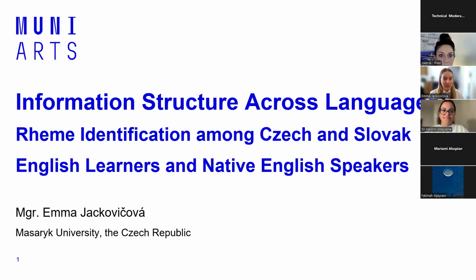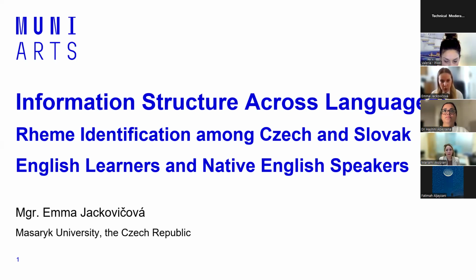Today I will present my article called Information Structure Across Languages: Rheme Identification among Czech and Slovak English learners and native English speakers. This cross-linguistic study explores how Czech and Slovak English learners, as well as native English speakers, identify rhemetic elements. Rhemetic elements, or rhemes, are parts of sentences that carry the most communicative weight. They are most informative, most important in the sentence, and we will look at how sentence structure influences the perception of what is new or important in the sentence.